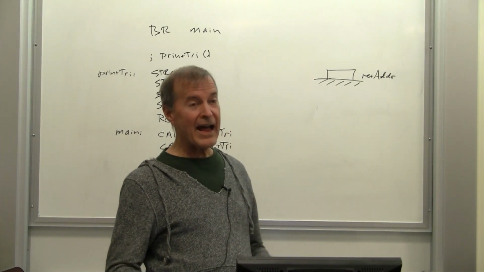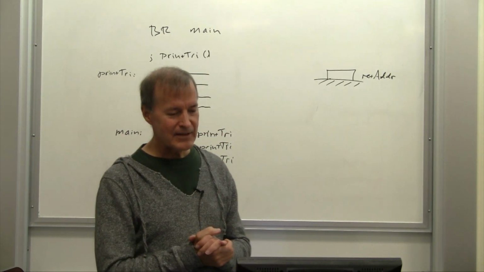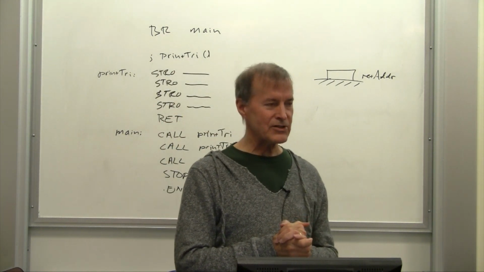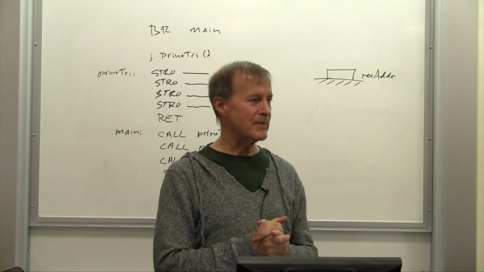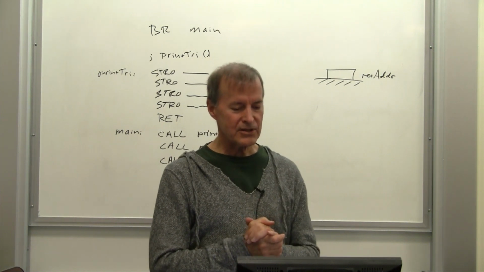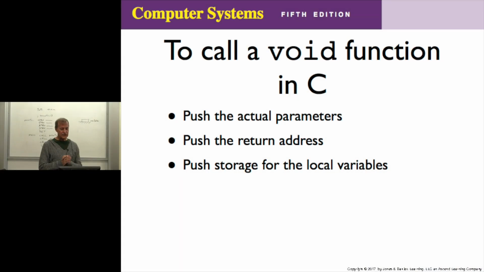All right, so now comes, oh shoot, we only have less than 5 minutes. Let's get this started and we'll finish it up tomorrow. You can study it, and I think we can still have the homework due tomorrow. But here's the concept. To call a void function in C, there's no return storage for the return value. So you push the actual parameters, you push the return address, and you push storage for the local variables.